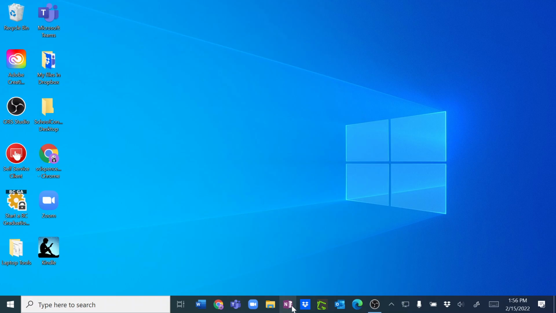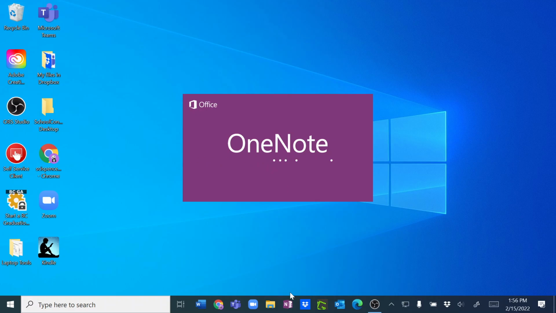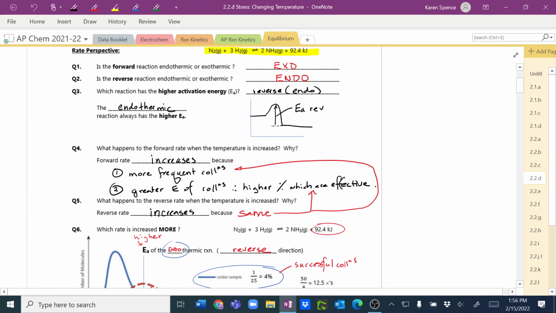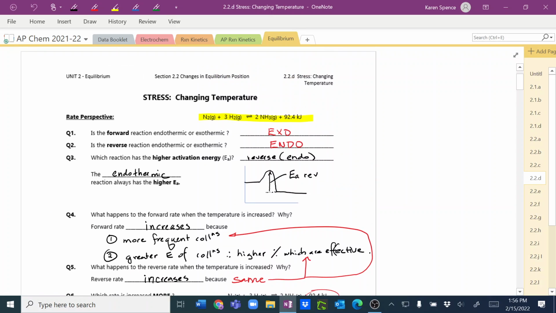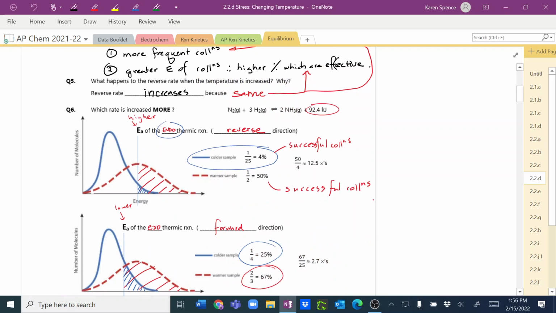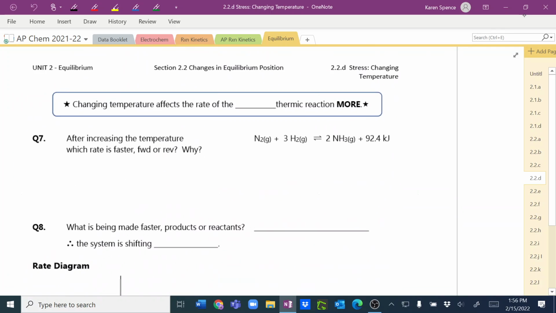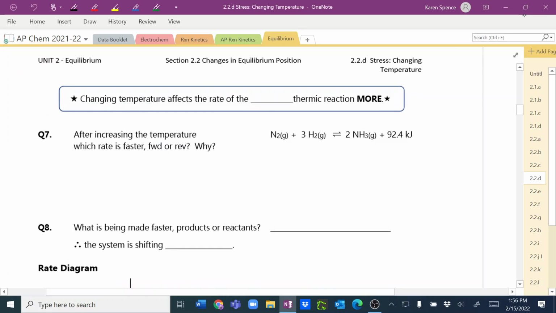So shall we carry on with, I think it's 2.2D, which is on page 50? Actually, we did page 50, we'll be doing page 51.